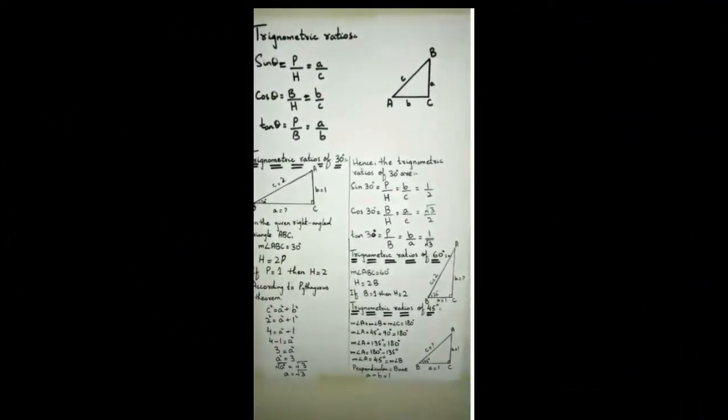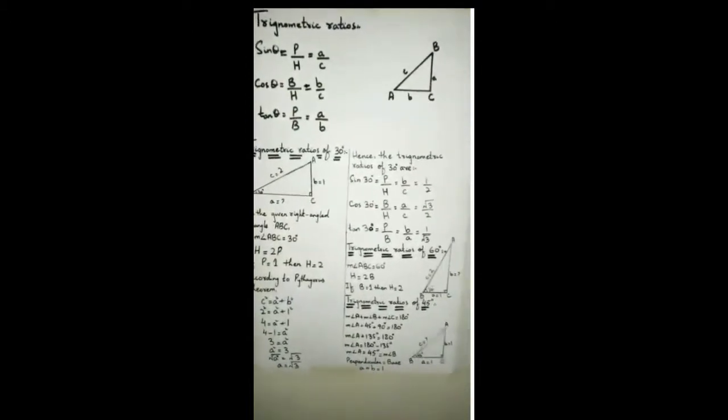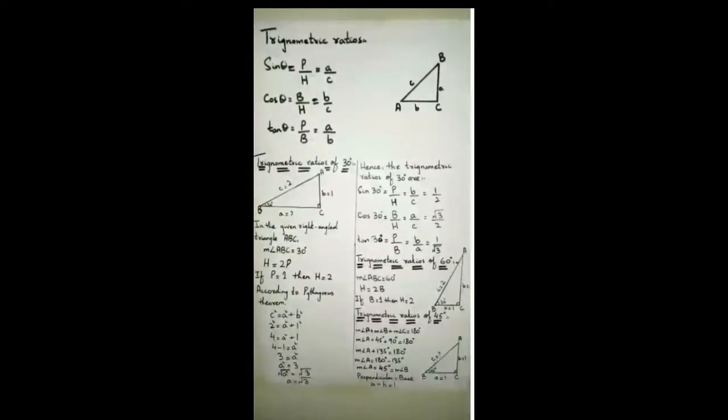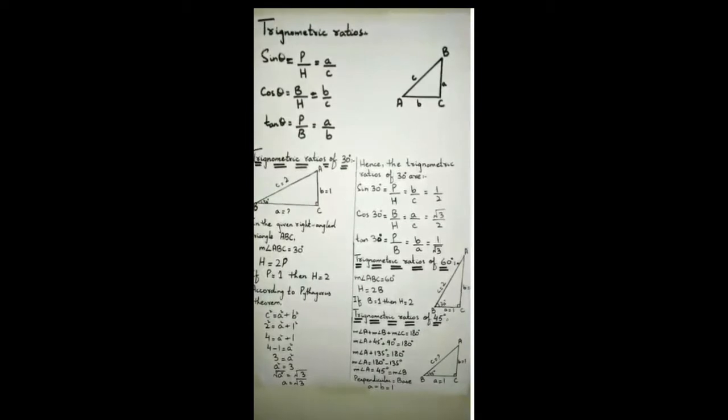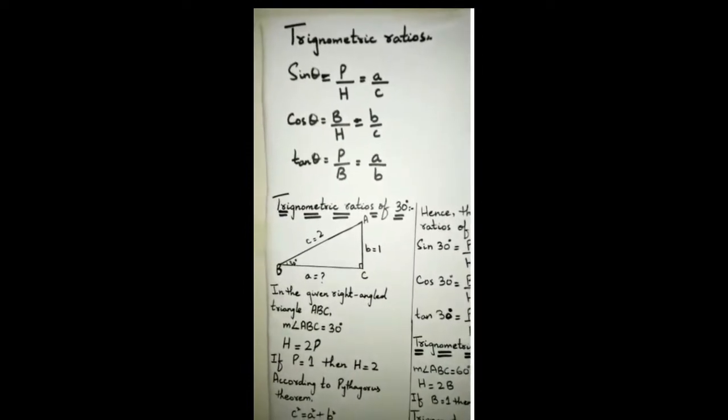Trigonometric ratios. Trigonometric ratios are the ratios based on comparison of the three sides of a right angle triangle, that is the base, perpendicular and hypotenuse. The three ratios are sin theta, cos theta and tan theta. Theta is a letter of the Greek alphabet.